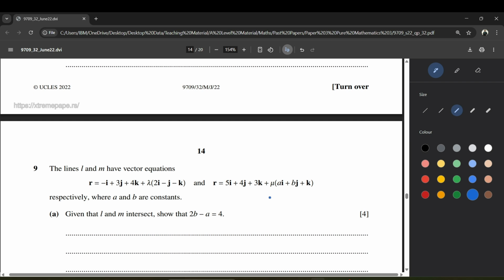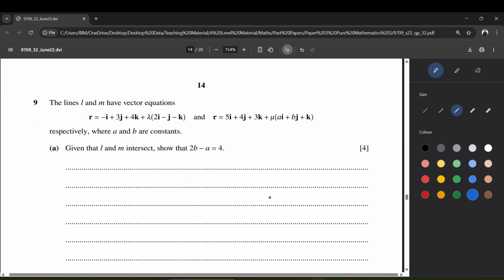All right, question number 9. The lines L and M have vector equations, respectively. So this is for L and this is for M. Then it says, given that L and M intersect, show that 2b minus a is equal to 4.